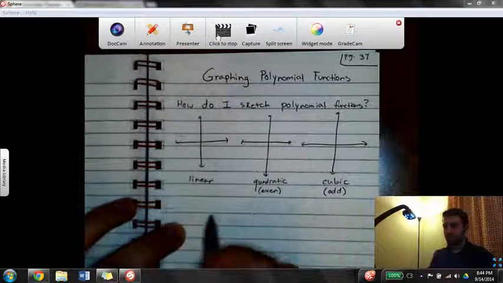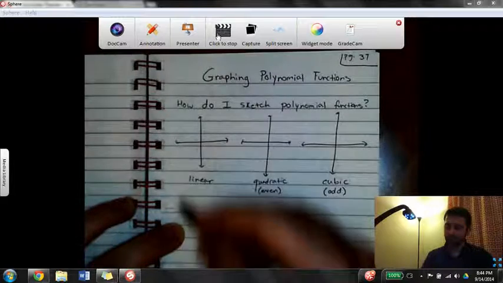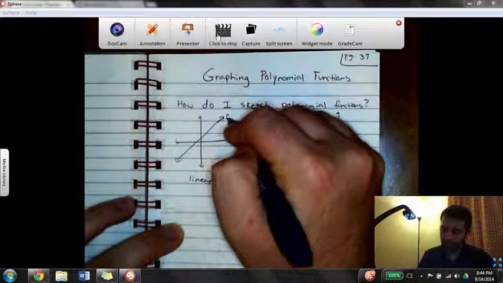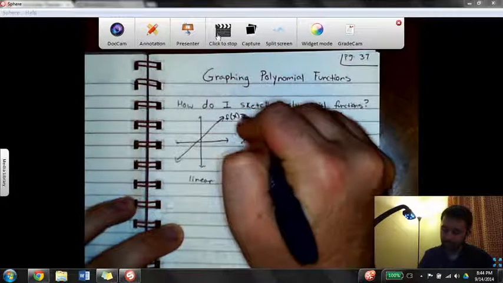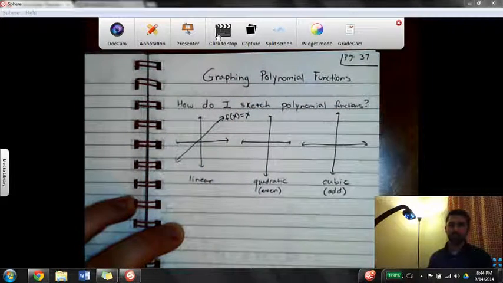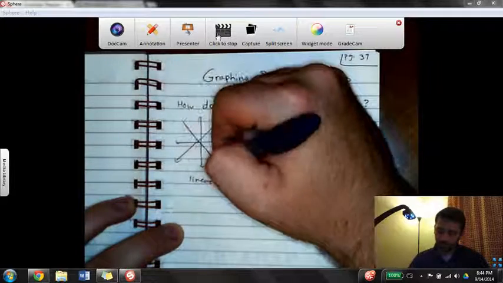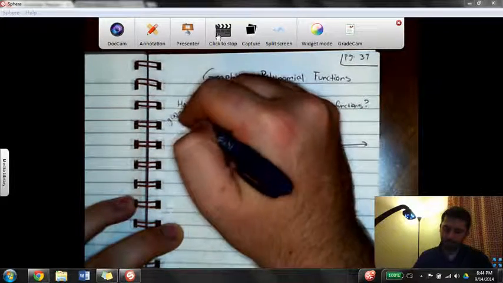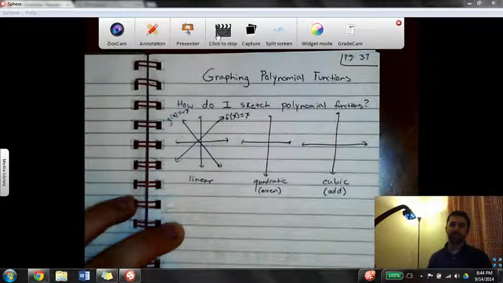So when we have a linear function of the general form f of x equals x, or g of x equals negative x.